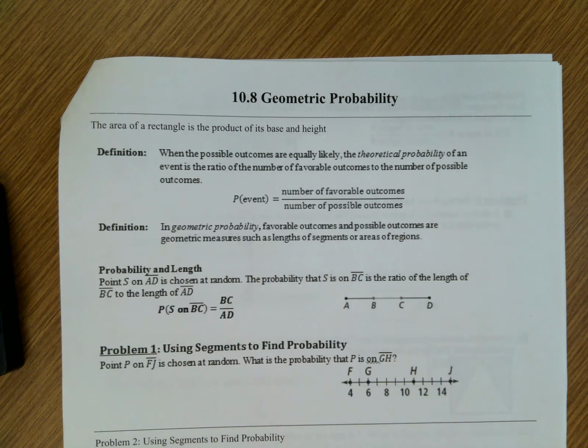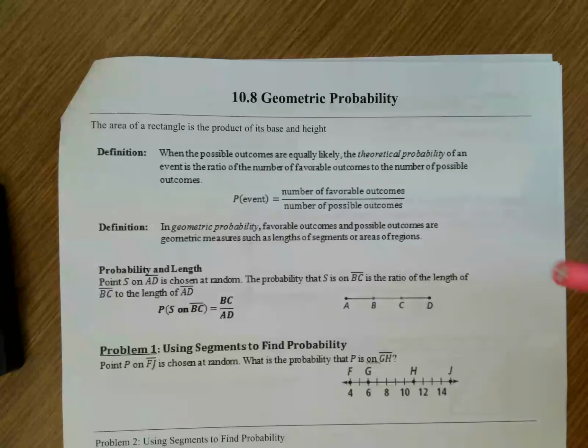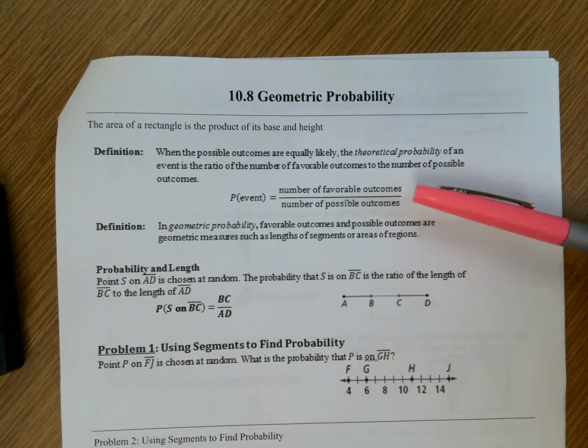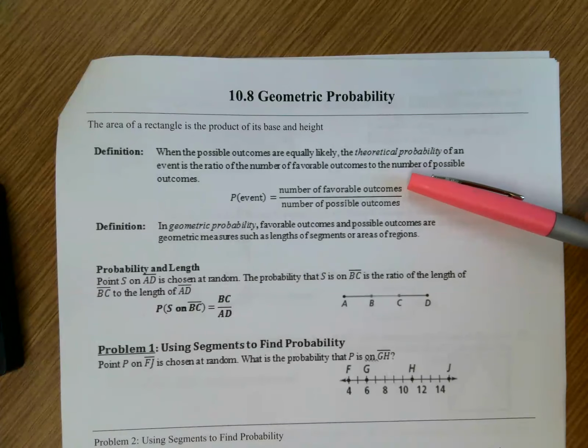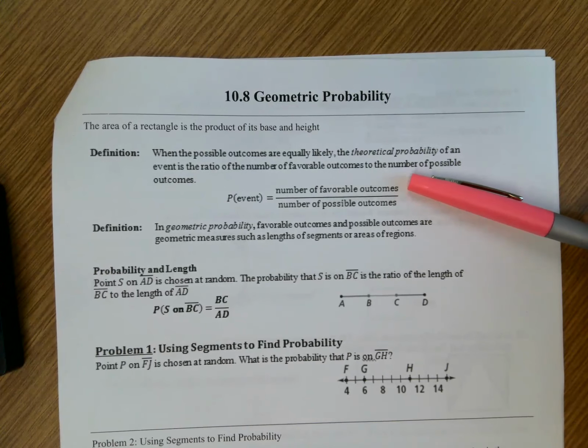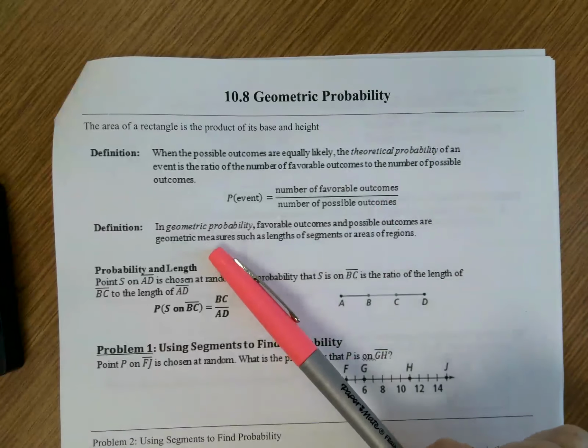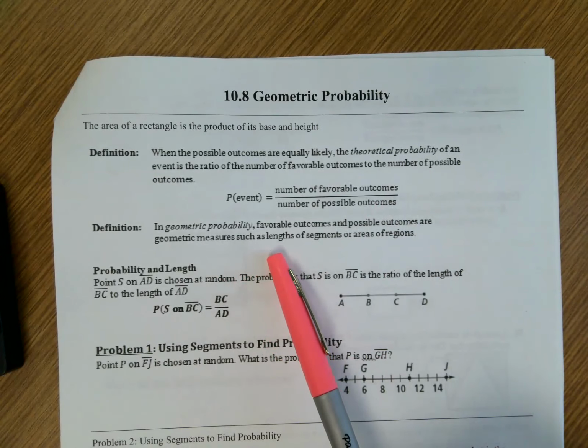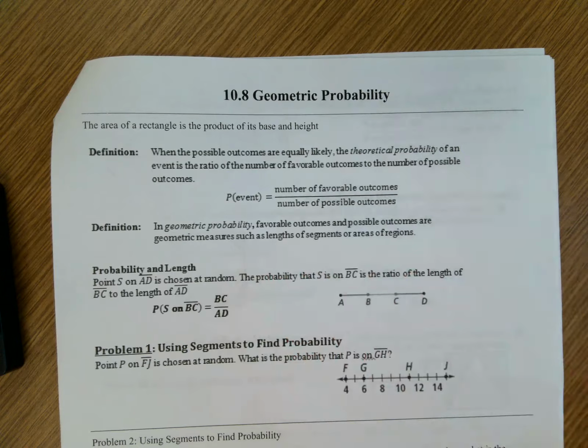10.8 geometric probability. So really we talk about probability. When I talk about probability, we have a number of possible outcomes over favorable. Favorable means what you're actually finding the probability of. When I talk about geometric probability, a lot of times we're using either the length of segments or the area of a shape to find our probability.